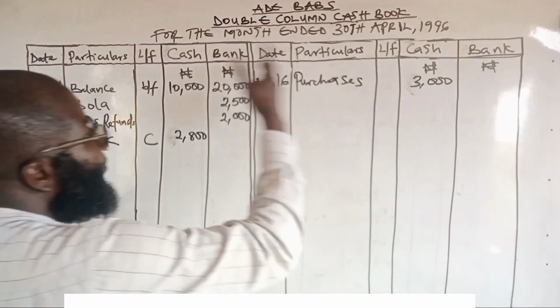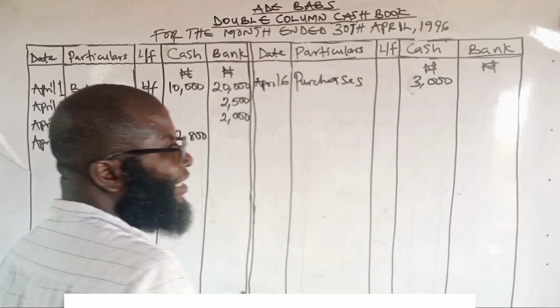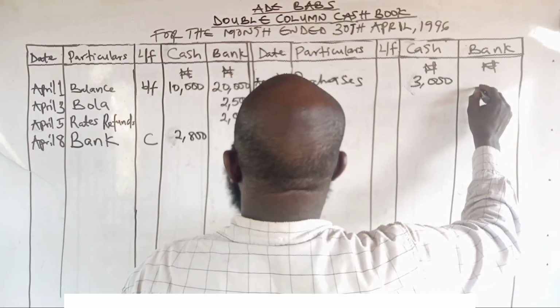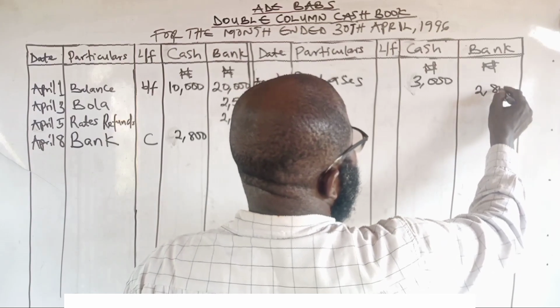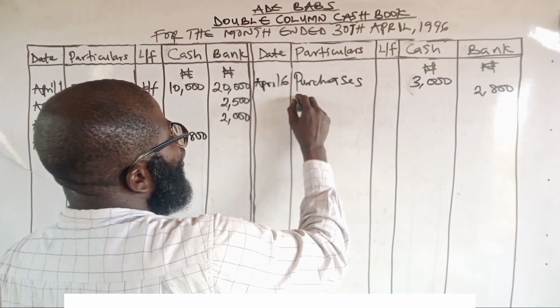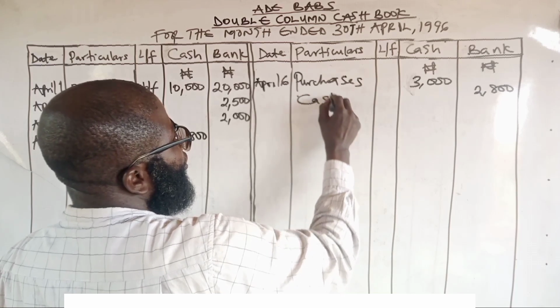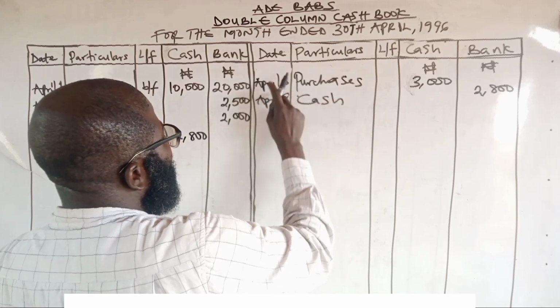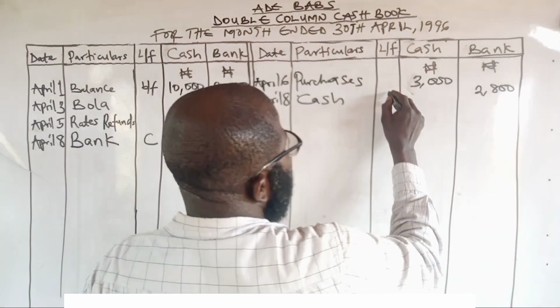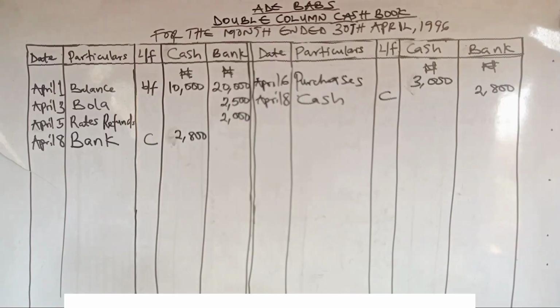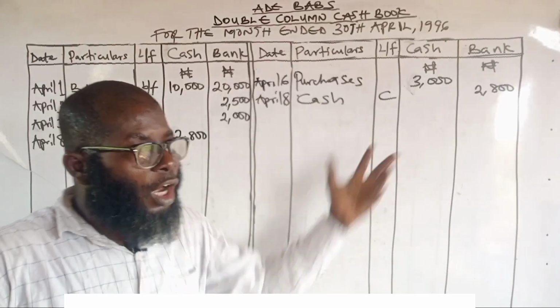Now, you do the same thing to this side. The account that is giving it out is the bank. You come here, put 2,800 naira. Then you come to the particulars, the narration. Put cash, April 8, then you put C here to indicate it is contra entry. This is how to treat contra entry.